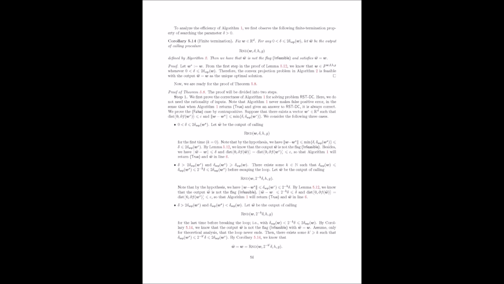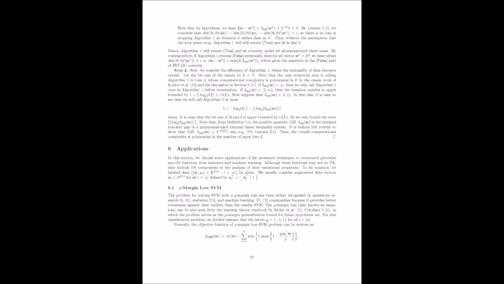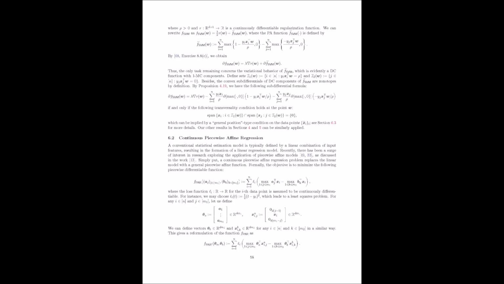So how do those insights that we've talked about, PA functions, help us actually tackle this SVM problem more effectively? The paper focuses on a specific type of SVM called the margin loss SVM. It's a variation of the standard SVM designed to be more robust to outliers. Outliers, those pesky data points that throw a wrench in the works.